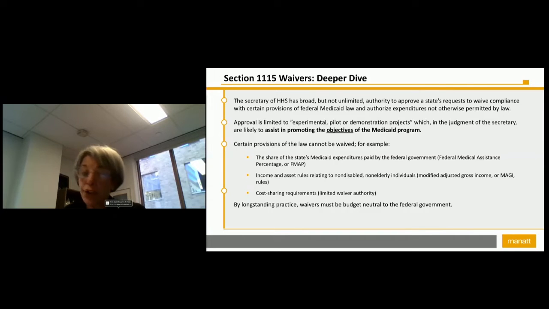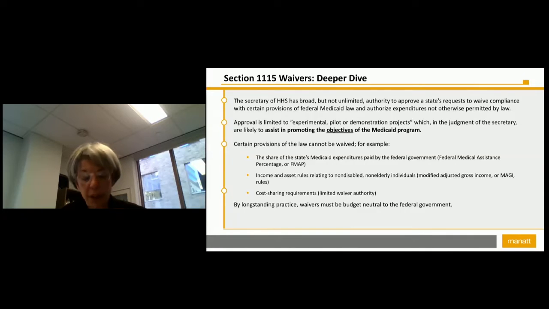For one, there are certain parts of the program that can't be waived. For example, you could imagine every state would come into the Secretary and say, please, I'd like, instead of a 50% match rate, I'd like a 100% match rate. So that's put off limits, and the Secretary doesn't have any authority to change the matching rate or the rules around match. And there are certain other limitations in the statute as to what can be waived by the federal government. But most of the provisions can be.